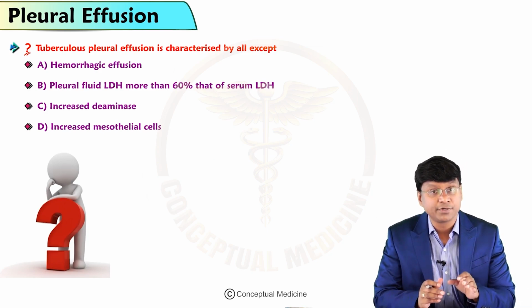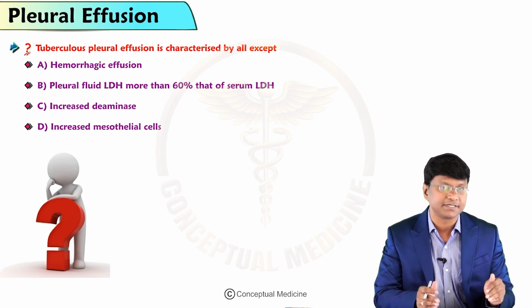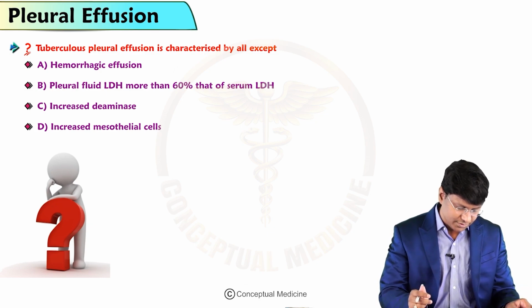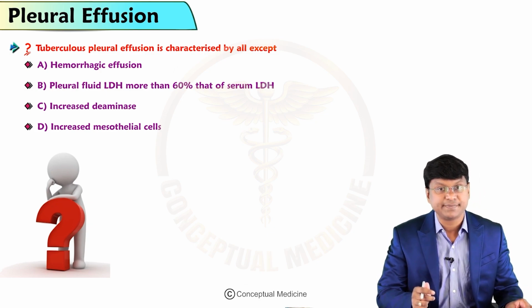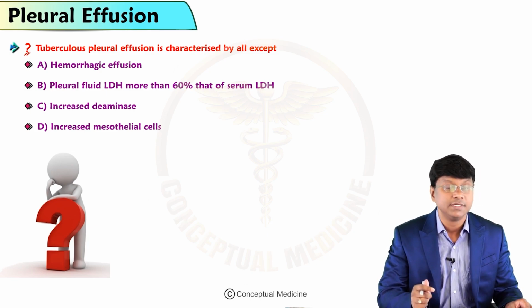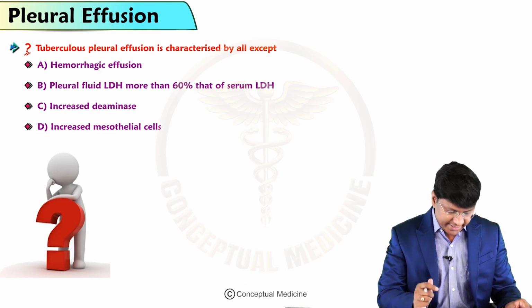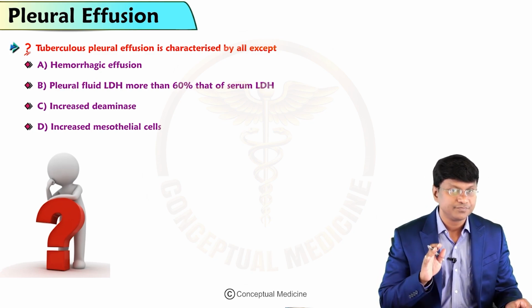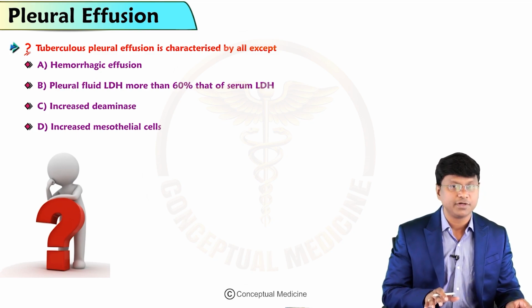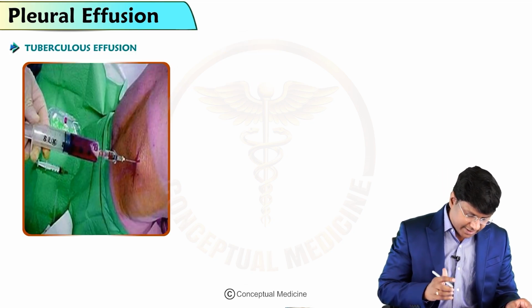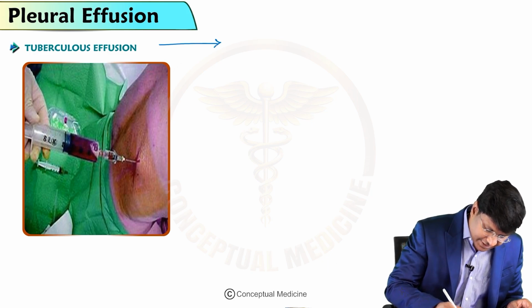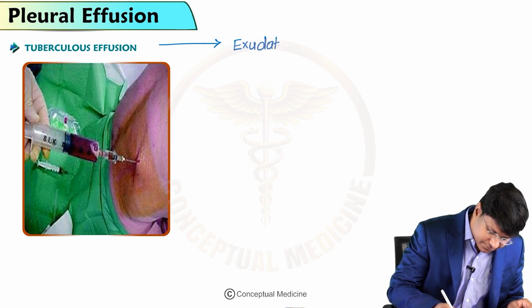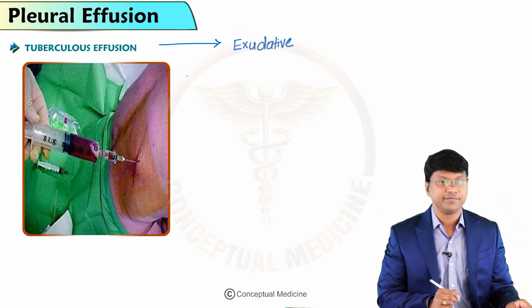See, tuberculous pleural effusion is characterized by all except: the options are hemorrhagic effusion, pleural fluid LDH more than 60% that of the serum LDH, increased deaminase, increased mesothelial cells. So, let me explain about tuberculous pleural effusion, then come back to this question. Tuberculous pleural effusion is one of the very important causes for exudative type of pleural effusion.